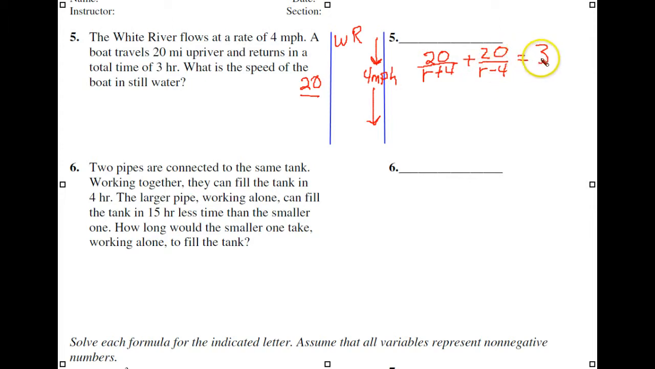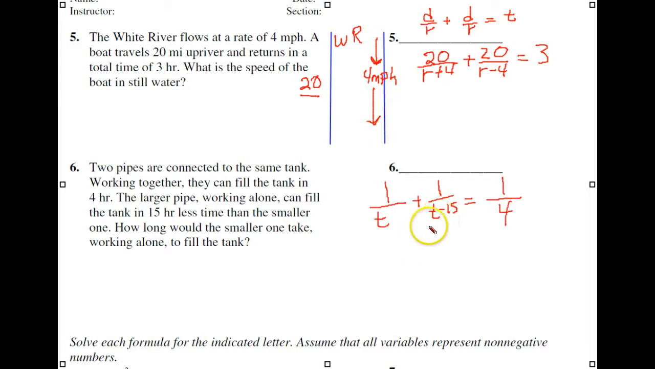And your total time is 3 hours. Again, distance divided by rate plus distance divided by rate. This is going to equal time. Each of these equals time. This is a certain amount of time. This is a certain amount of time. This is the total amount of time.